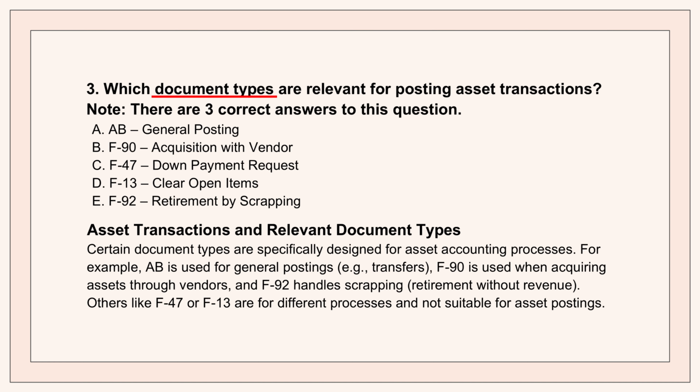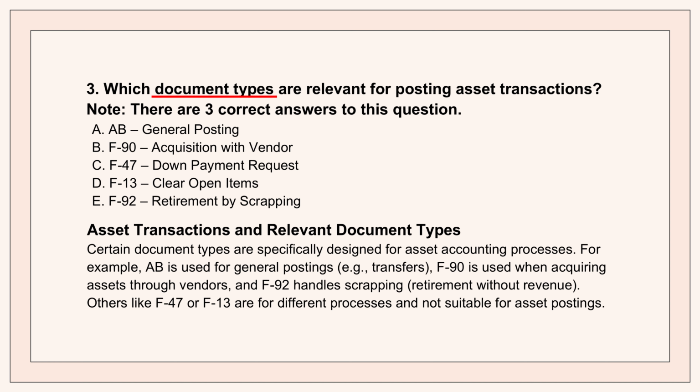3 correct answers this time. Okay, asset lifecycle stuff. Yep. Choices are AB general posting, F90 acquisition with vendor, F47 down payment request, F13 clear open items, and F92 retirement by scrapping. Seems like a specific code for each type of event. Exactly. And each one has a very distinct job in managing your assets from cradle to grave, so to speak.